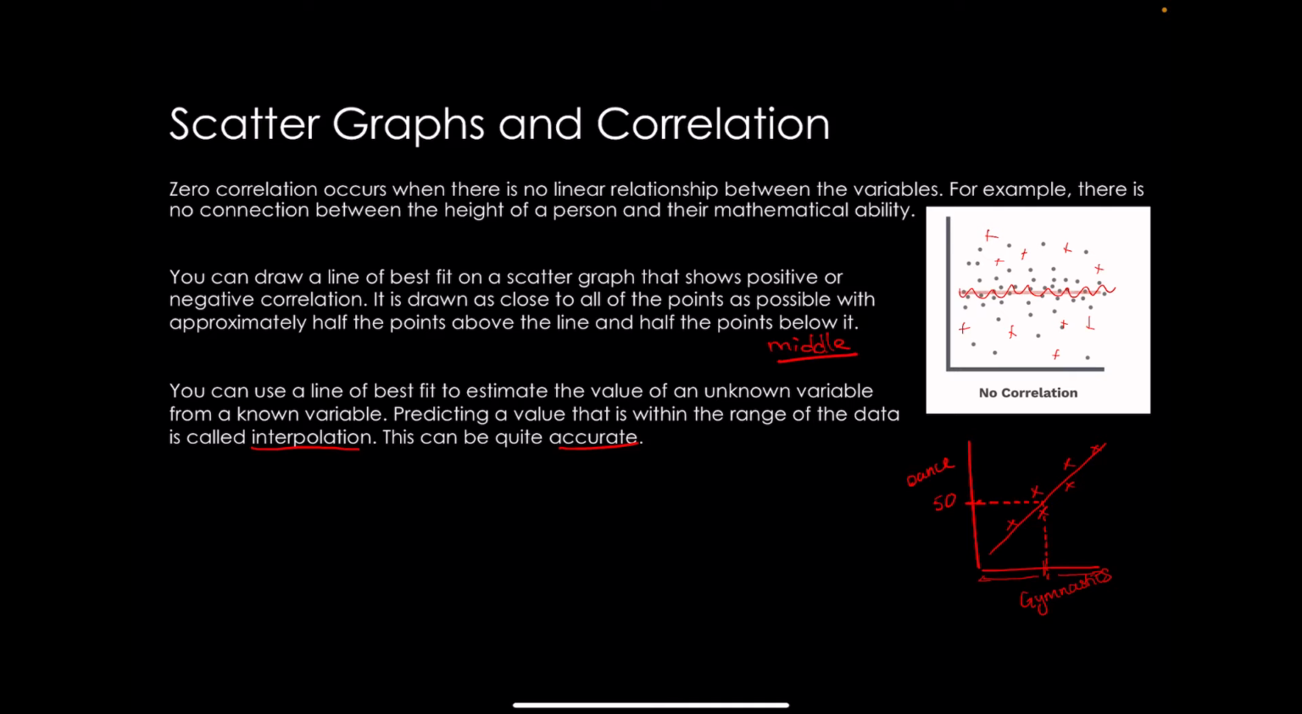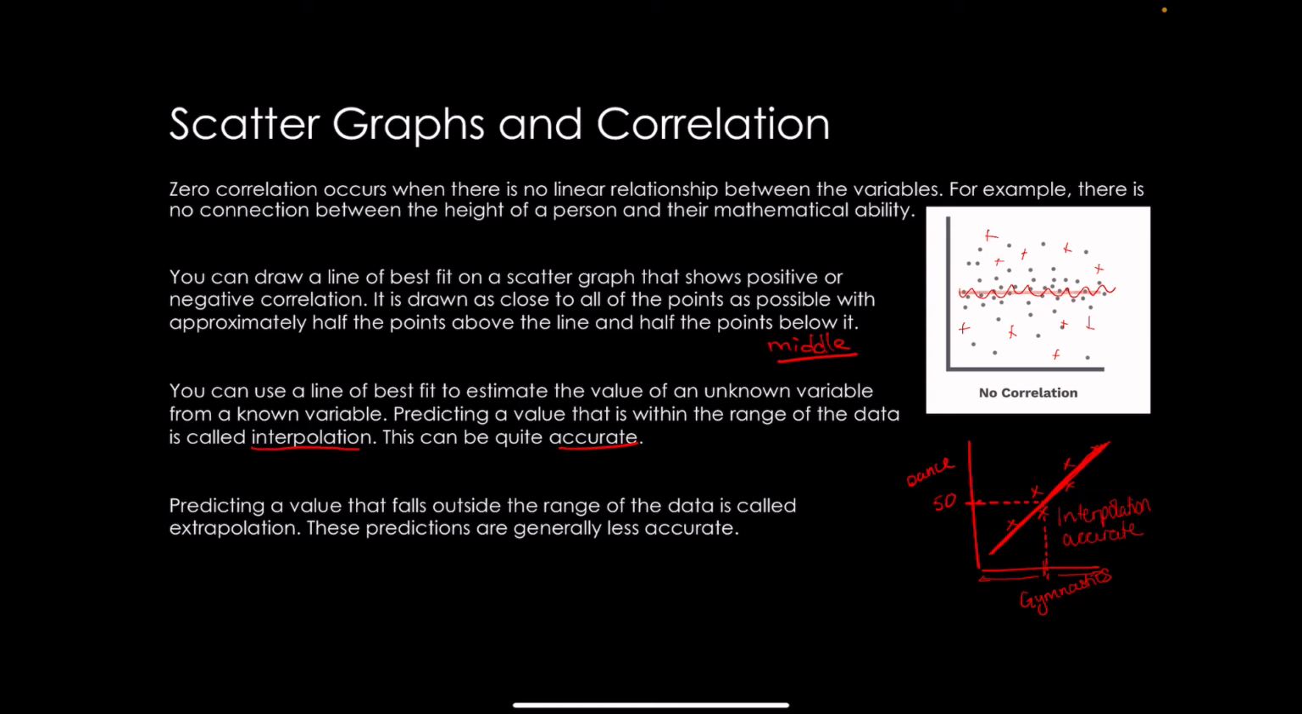Okay, because I'm using the line of best fit, I am extracting information from data that's already there, which is why it's called interpolation, and it's more accurate because I'm using data that's already been given to me. However, let's say the highest that the gymnastics scores went up to were 100, and I wanted to know something that was somewhere around here. That's where you're predicting a value that falls outside of the data that you've collected and is called extrapolation. So these predictions are generally less accurate.